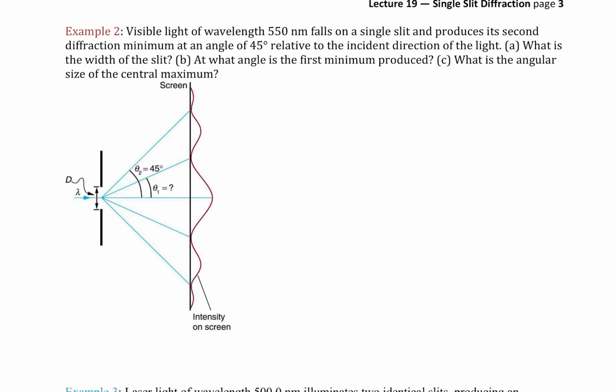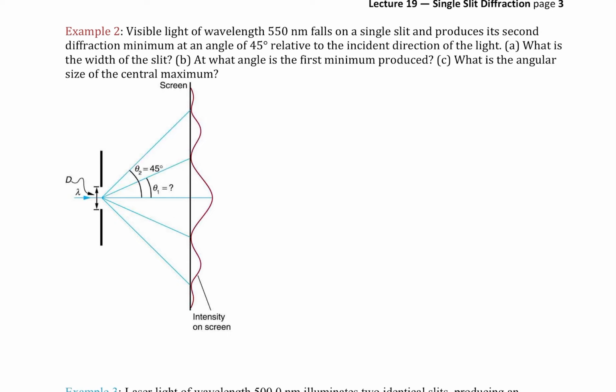This one is definitely not going to use the small angle approximation, because check out these angles. We have a second minimum, so this would be m of 2. That's the second minimum, and it's at 45 degrees, so definitely not a small angle. We want to find the angle for m of 1, the first minimum, the minimum on either side of that big central maximum.